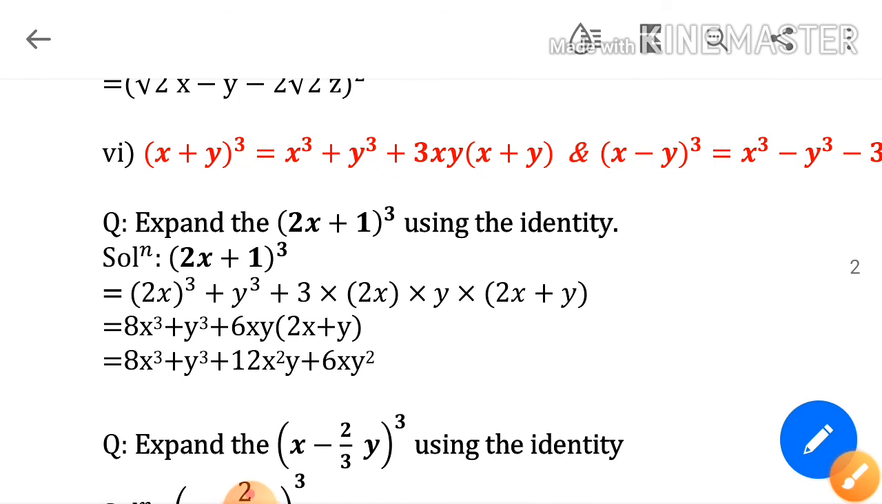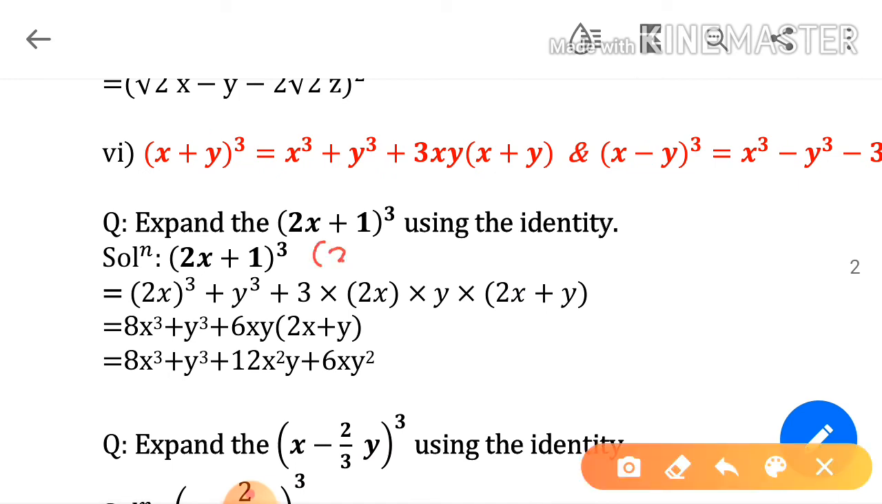Take it, (2x + y)³, that is (2x)³. The question is (2x + y)³. That is (2x)³ + y³ + 3 into x into y, that is 3 into 2x into y into (2x + y).